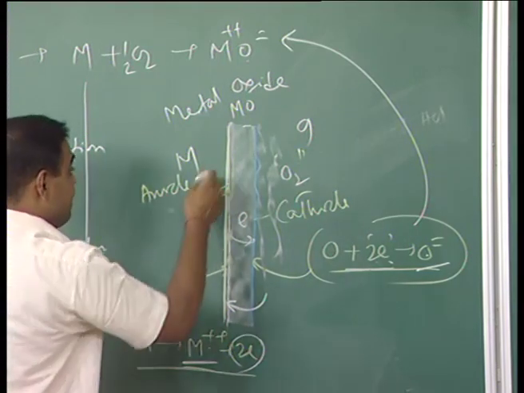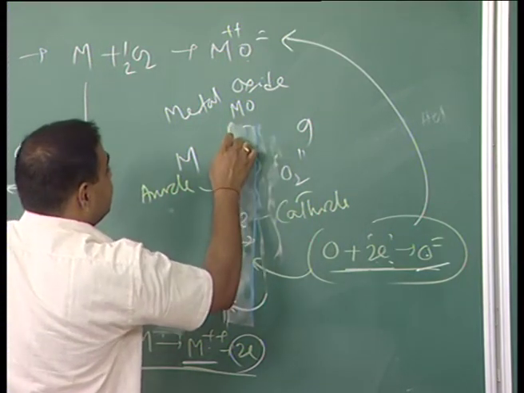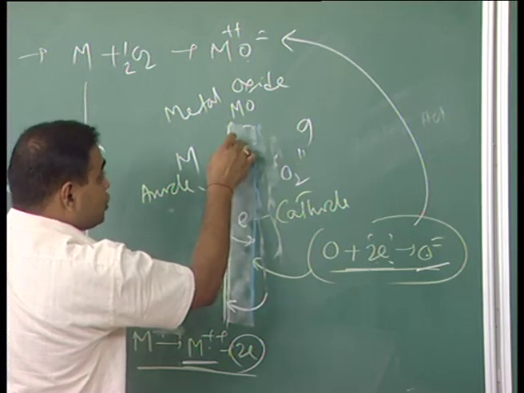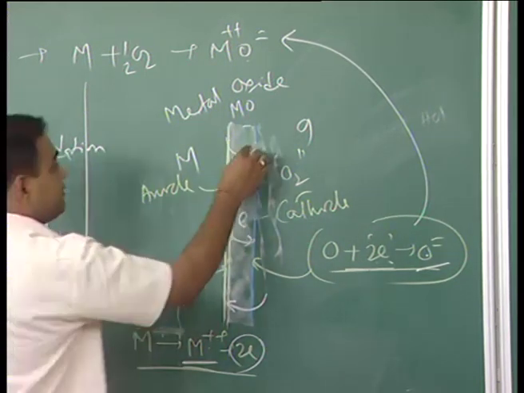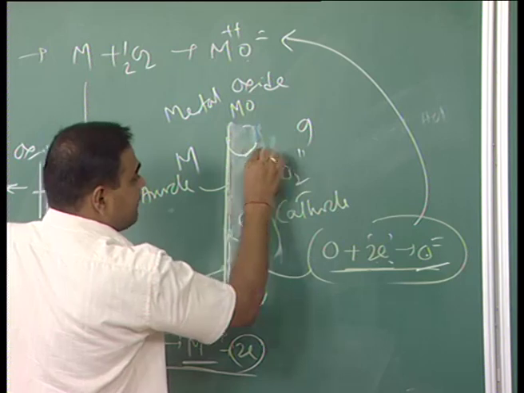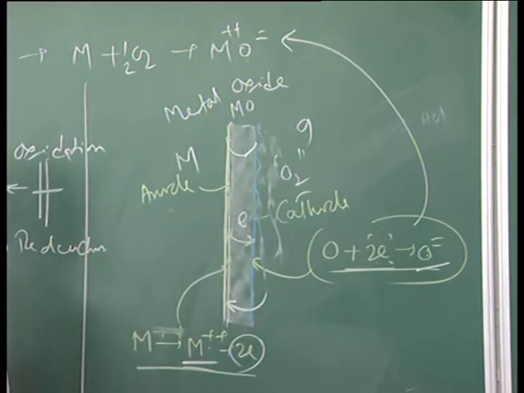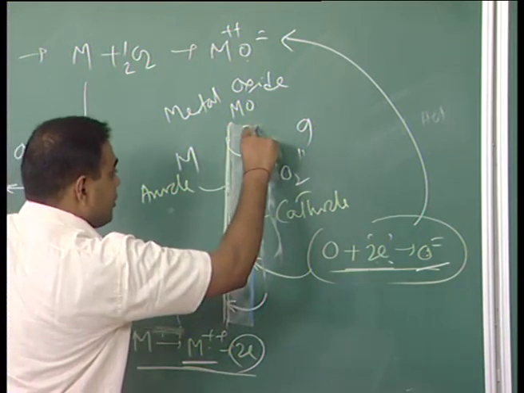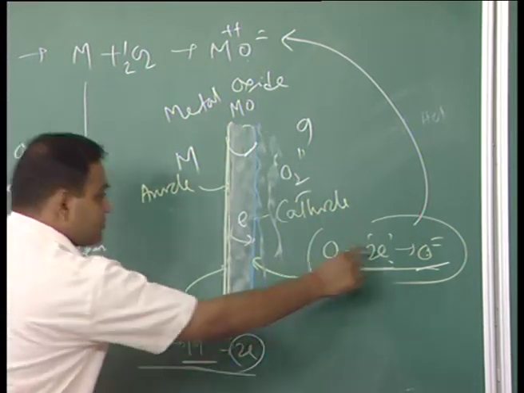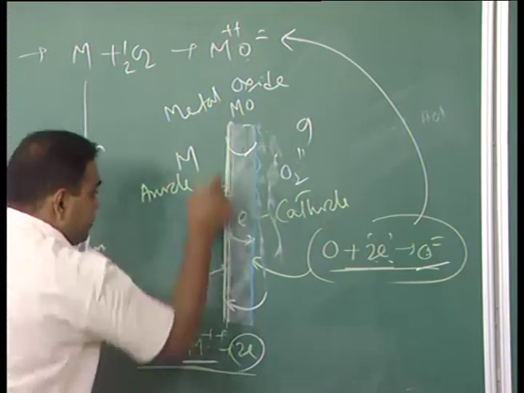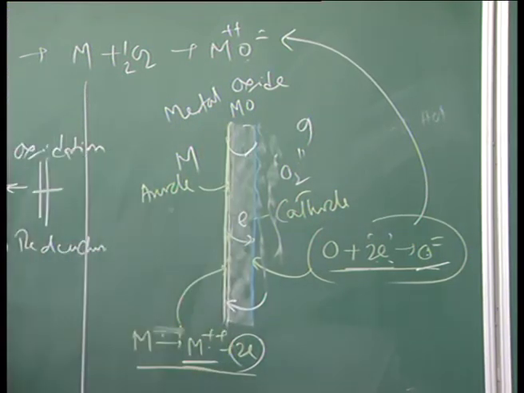Now instead of that, if the metal ion comes from this to this, through the metal oxide layer, it again finds O2- and combines there, forming MO. So if the metal ion diffuses out, then metal oxide forms on this surface. If the oxygen ion diffuses in, then metal oxide forms on this surface.